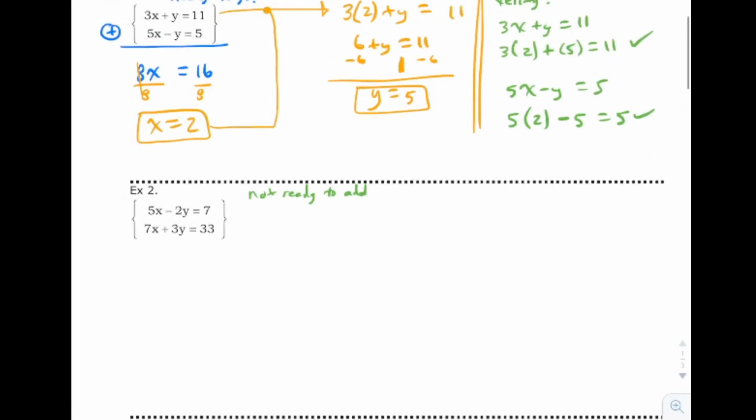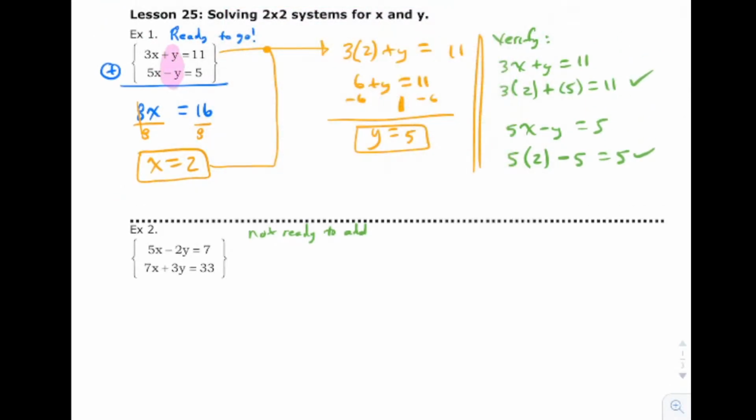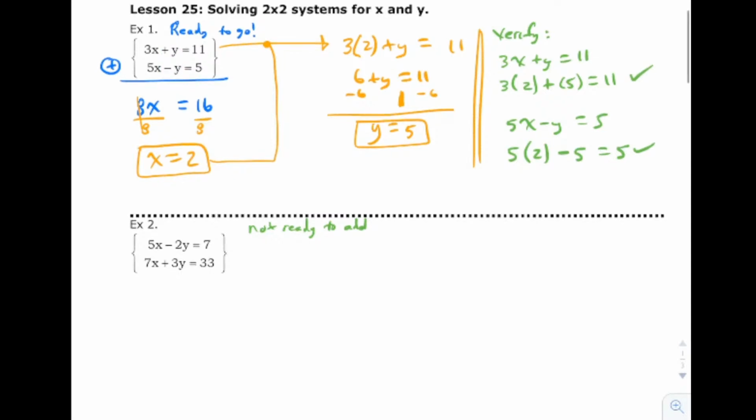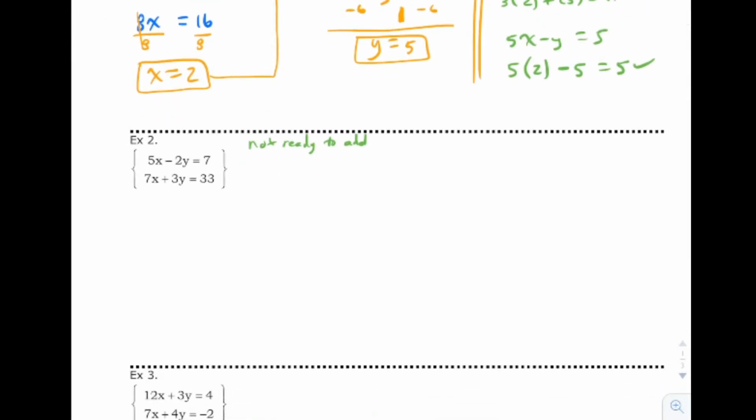We need this kind of action. We need either the y's to go away when you add them, or it would be okay if the x's went away, but one of them, something. When you add the equations together, you want something to go away. So you have to sort of take a look at the x's and then take a look at the y's separately and say which one's going to be easier to make go away.